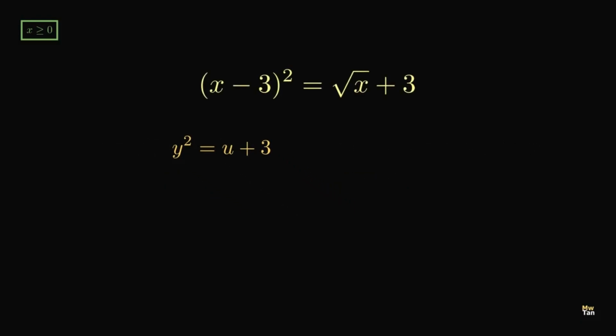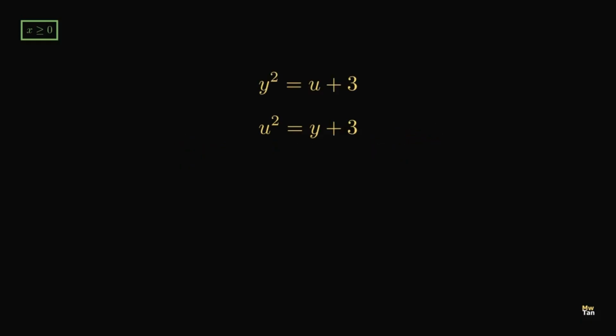Now go back to the original equation and substitute in u and y directly. u squared equals y plus 3. Look at these two equations together. Swap y and u in the first equation, and you get exactly the second one. This is a textbook symmetric system, and symmetric systems have a standard move.